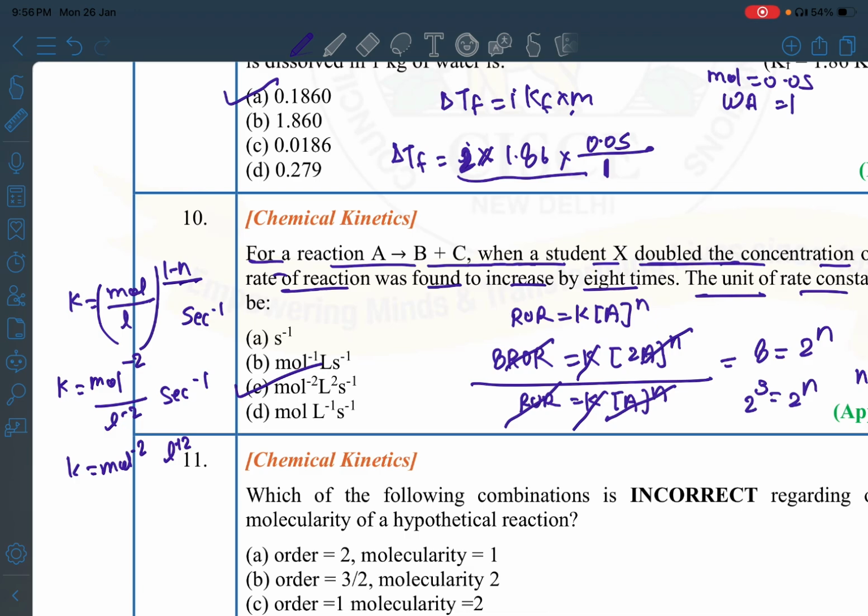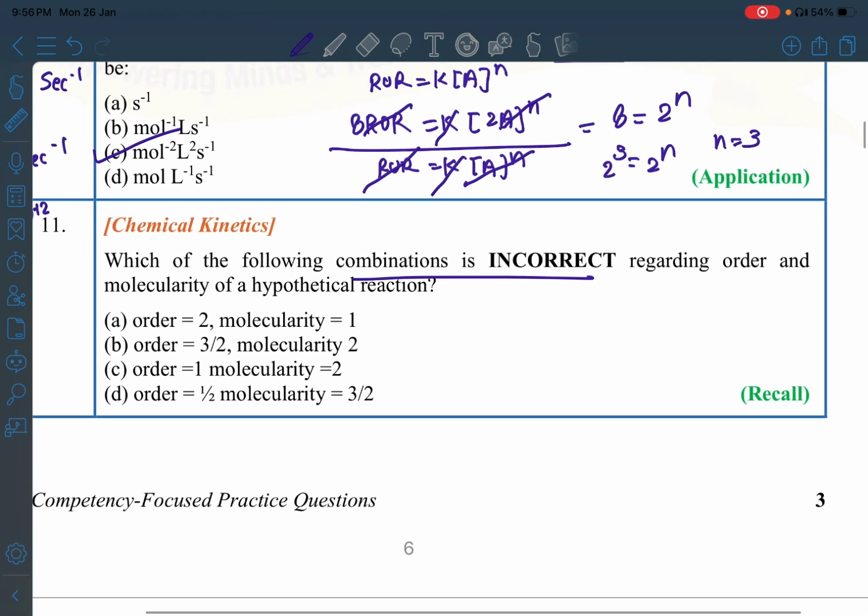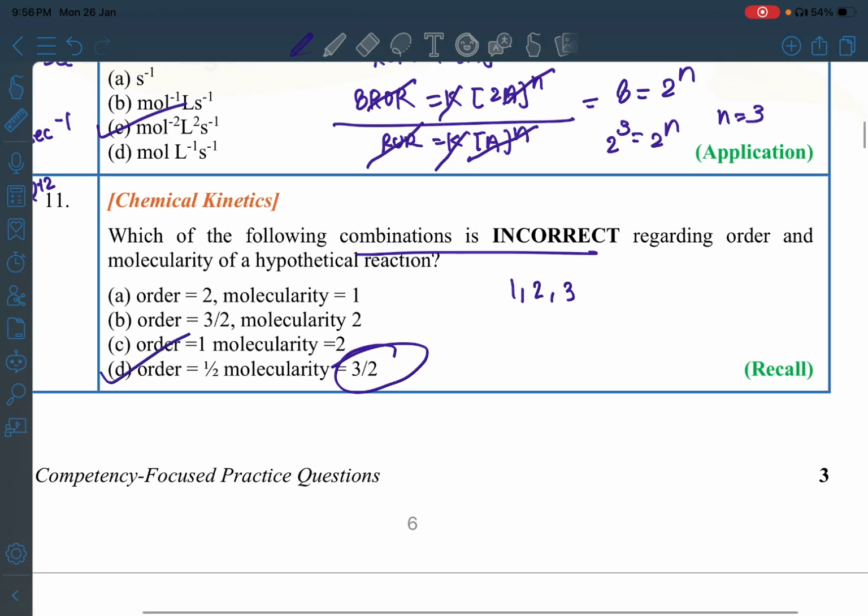Okay. Then question number 11, which of the following combinations is incorrect? There is no such relationship between molecularity and order of reaction for complex reactions. For an elementary reaction, molecularity and order will be the same, but there is no such relation for a complex reaction. Now, the second thing, molecularity is a theoretical value. It could be only 1 to 3, not fractional, not 0. Here, molecularity is given as fractional.